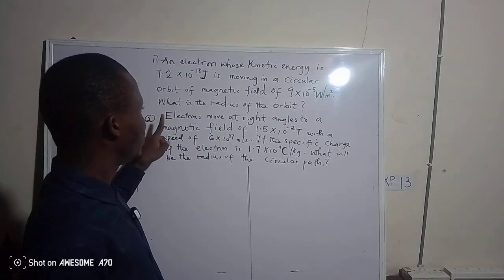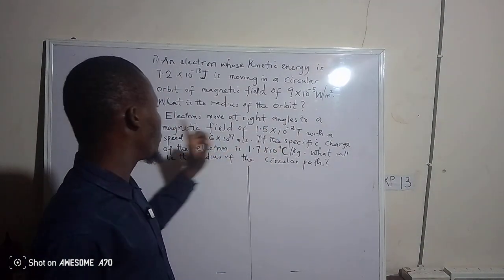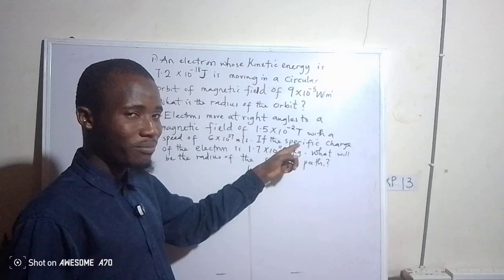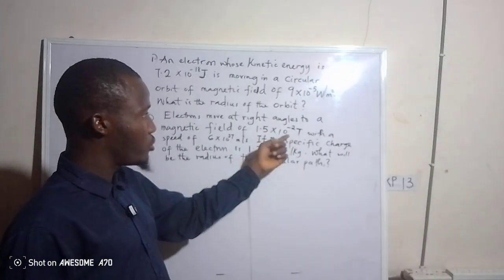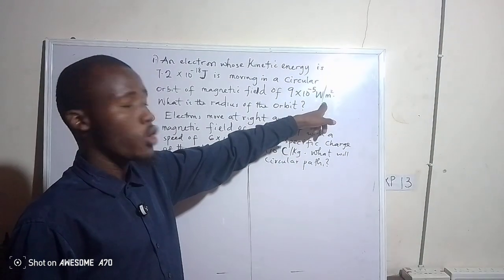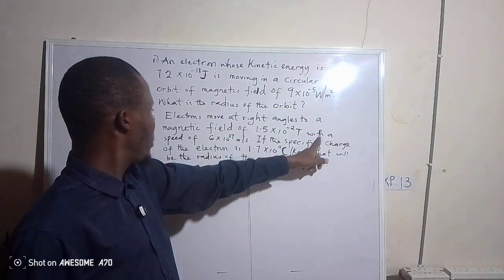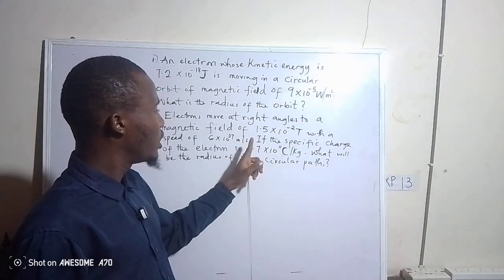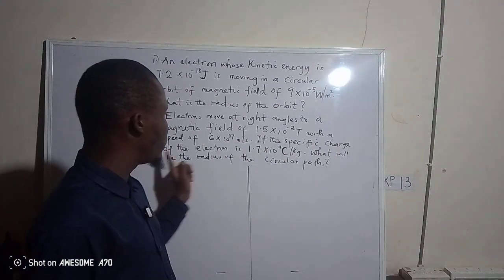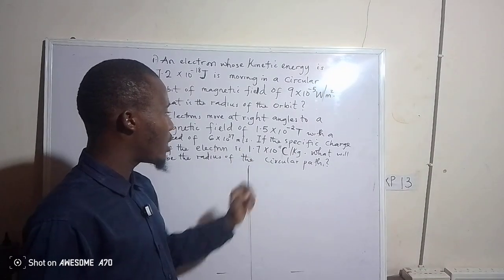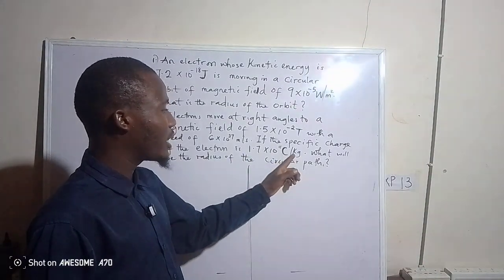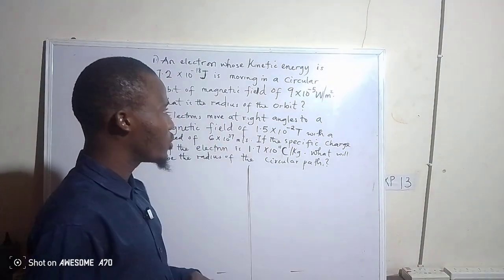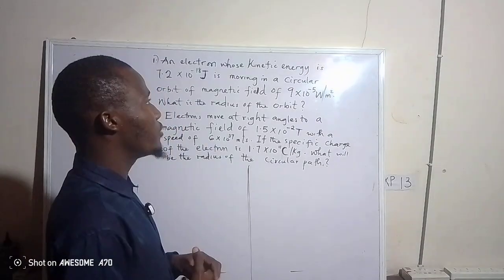The second question as well: electrons move at right angles to a magnetic field of 1.5 times 10 to the power of minus 2 Tesla. In this case, another unit is used, still the same unit. This Tesla is the same thing as Weber per meter squared. With a speed of 6 times 10 to the power of 7 meters per second, if the specific charge of the electron is 1.7 times 10 to the power of 11 coulomb per kilogram, what will be the radius of the circular path? In these two questions, we are to calculate the radius of the circular path. Let's start with the first one.